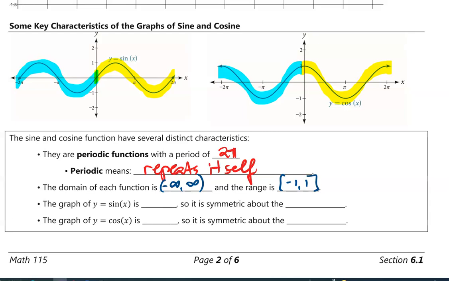We can also say that the graph of sine x is an odd function, so it is symmetric about the origin. And then the graph of cosine x is even, so it is symmetric about the y-axis.